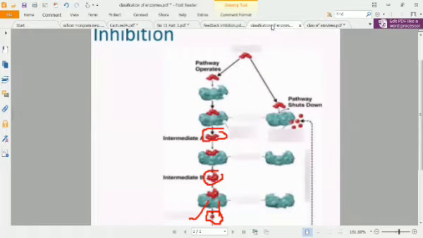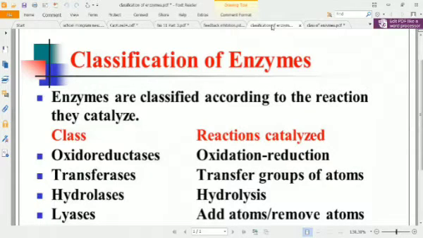So dear students, let's talk about the next topic of this chapter. Actually, this is the last topic, in which we will study the classification of enzymes.